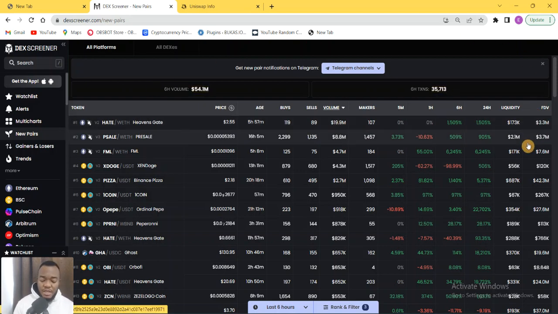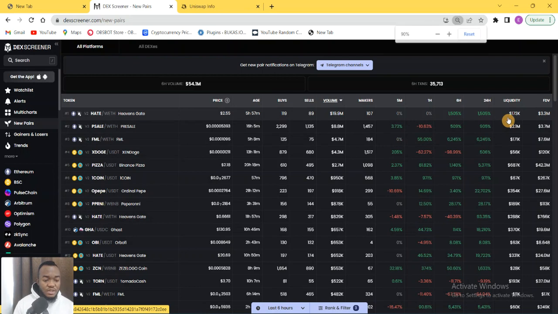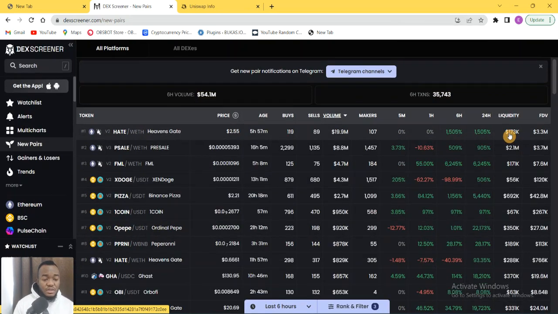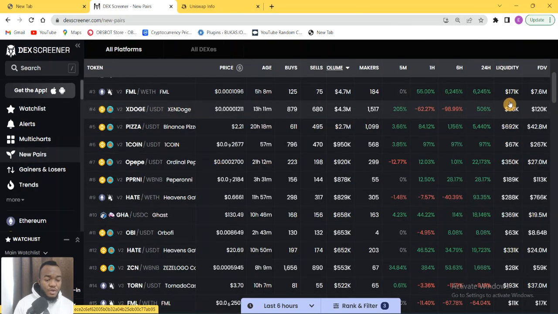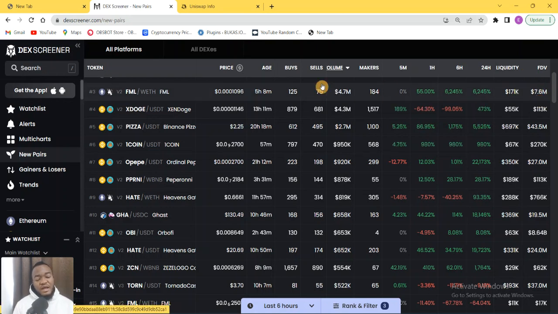Now from here you can see the liquidity in this token. This particular token has 177k liquidity and 7.2 FDV. FDV is simply the price of the token times the maximum supply of the token. That is, the current price times the maximum supply will give you the FDV. FDV can similarly be regarded as the market cap of a token. So that's it.